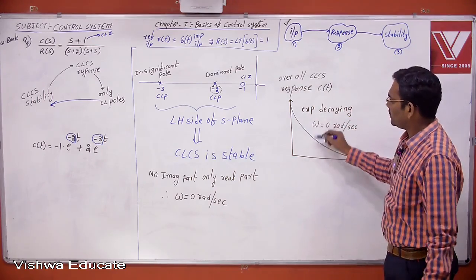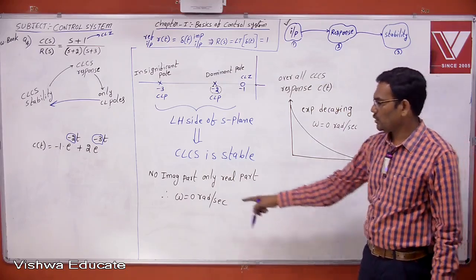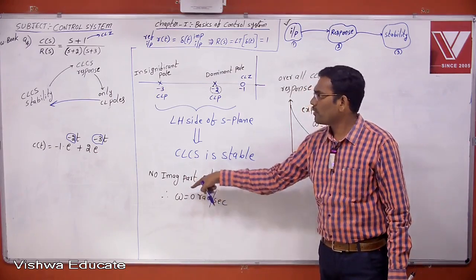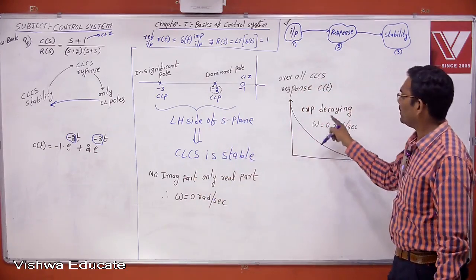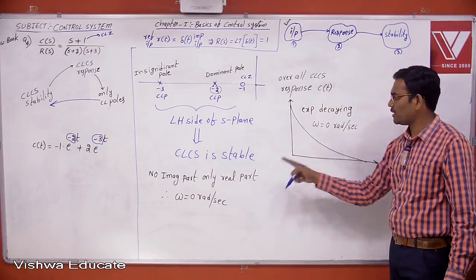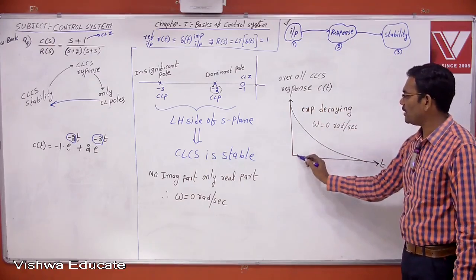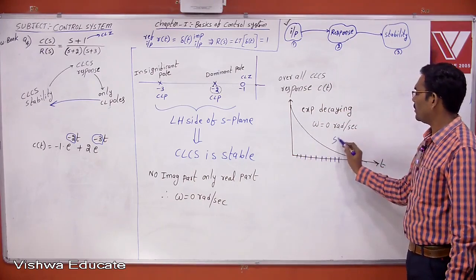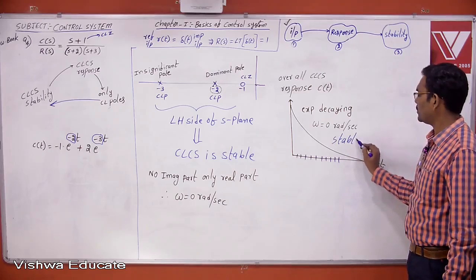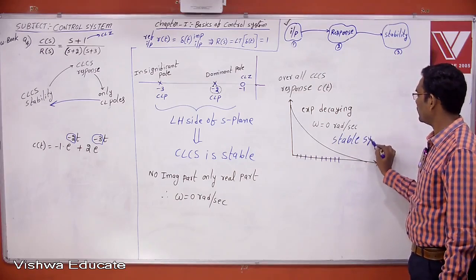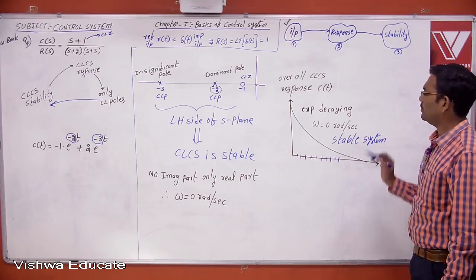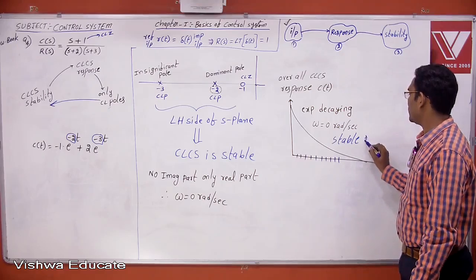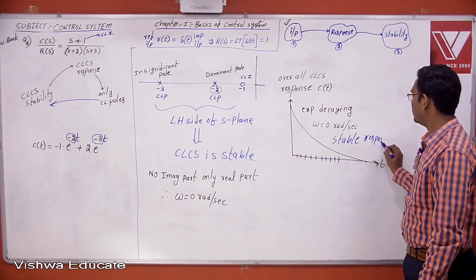This response does not have any frequency of oscillation, and the imaginary part is also not there. Therefore this is the frequency of oscillation from the pole imaginary part, and this is the frequency of oscillation in the response. Both are matching, and the response follows the input. If you apply the input here, the response follows the input. Therefore this system is a stable system. This is the stable response, and that particular system is nothing but a stable system.